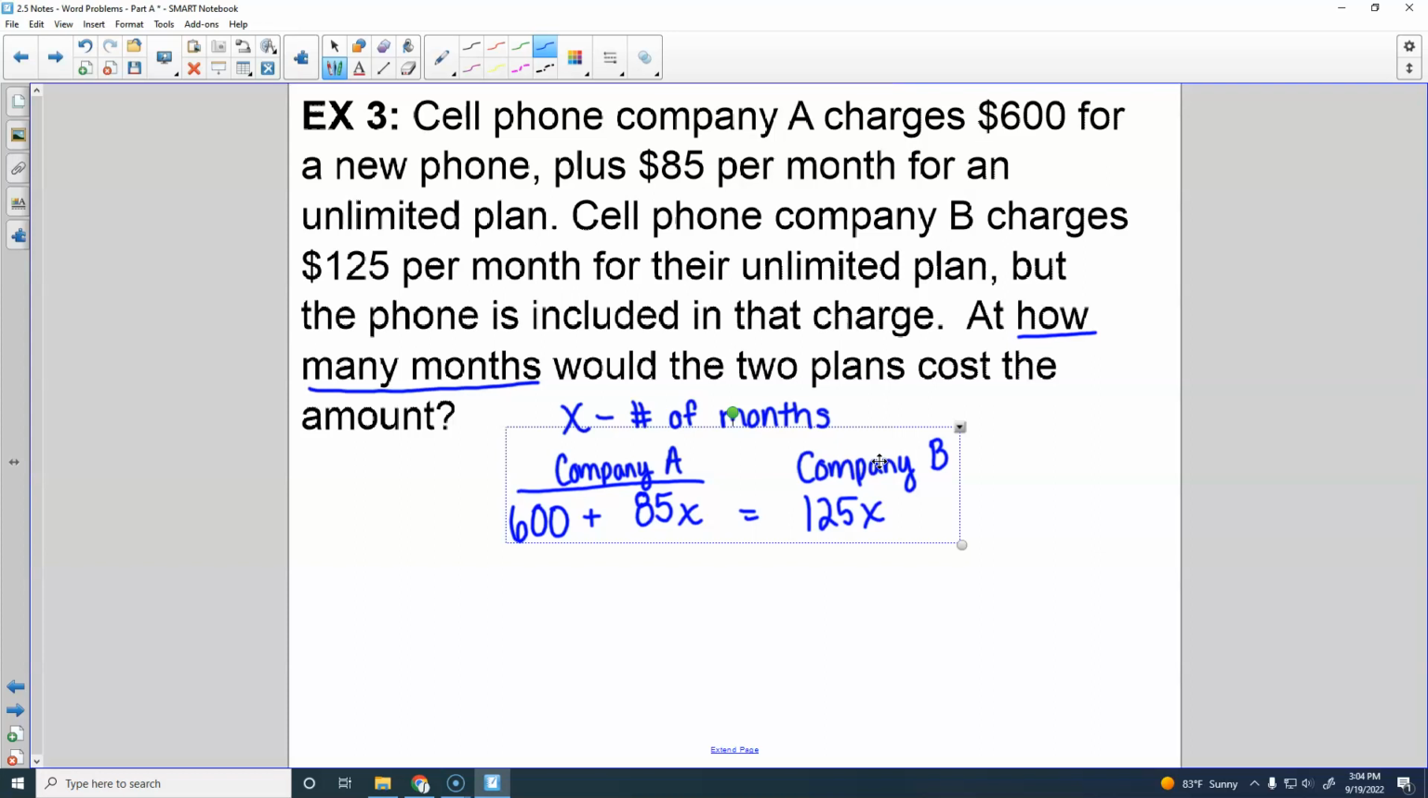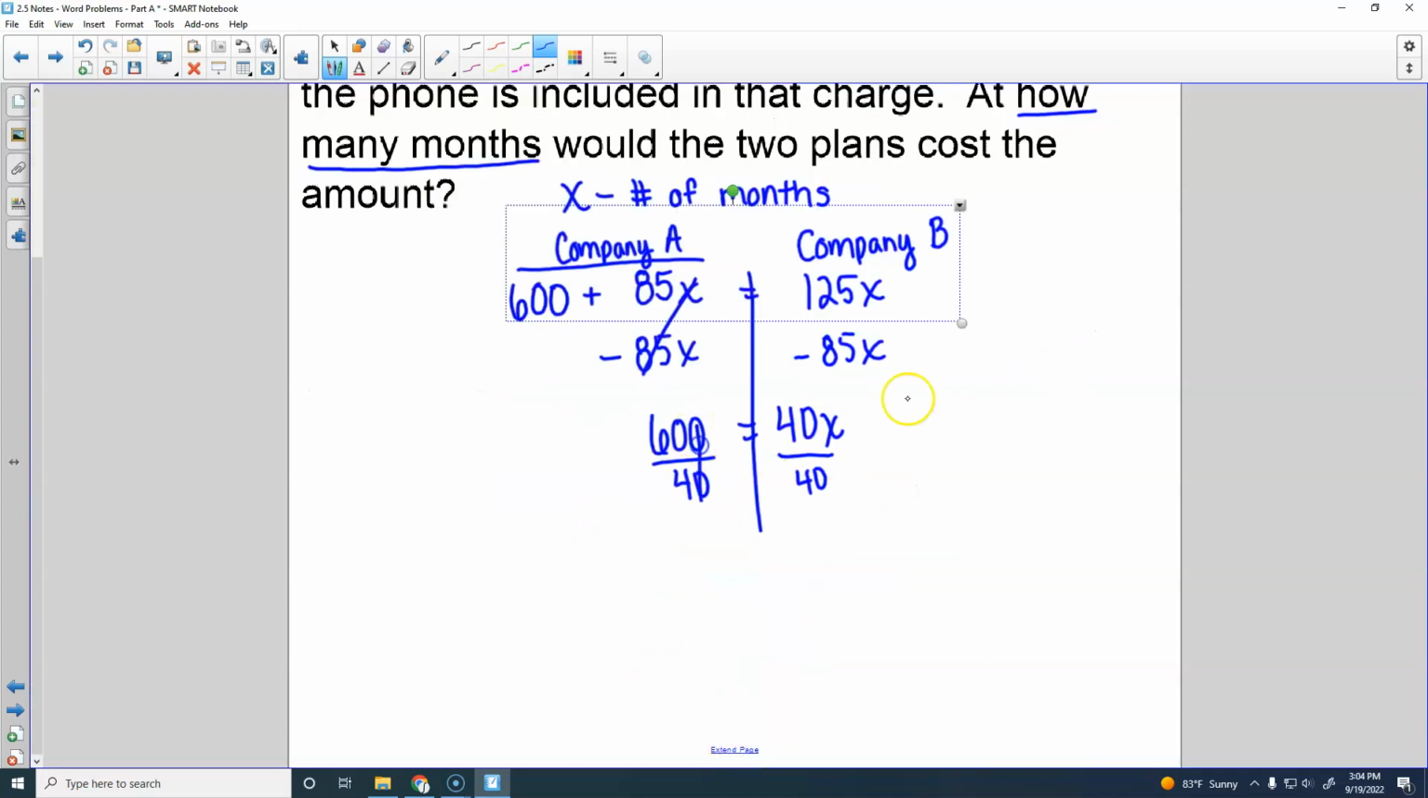I've set up the equation. Now I need to solve it. So, let's see. Rosalind, what would I do to solve this equation? 600 plus 85x equals 125x. Good. We'll subtract that 85x. So we'll get 600 equals 40x. And then what will we do after that? We'll divide by 40. And let's see, that's going to be 60 divided by 4. It's 15.